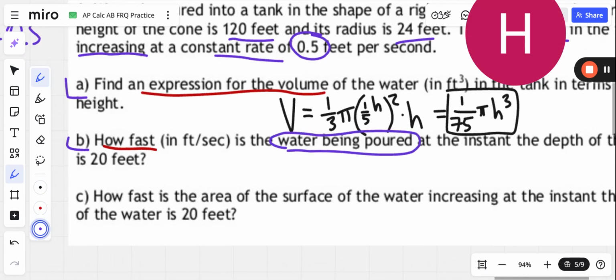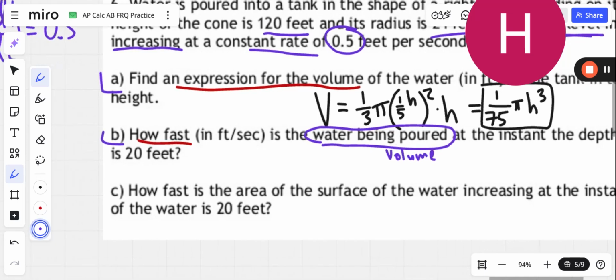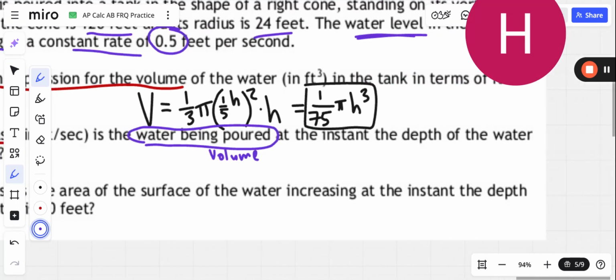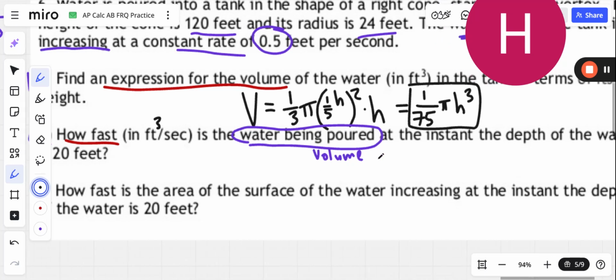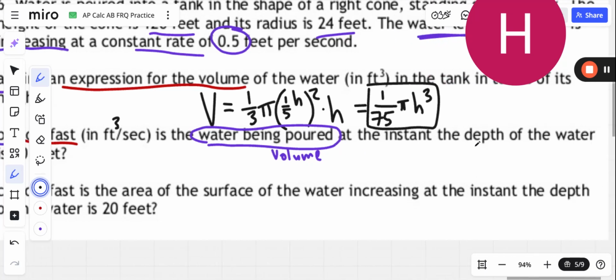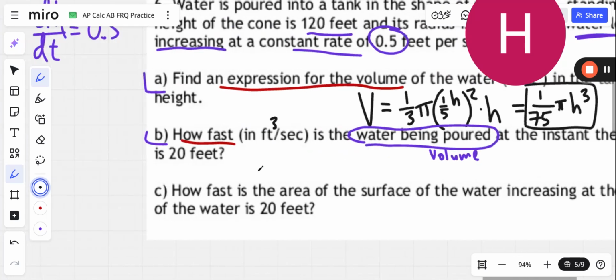Now that's kind of vague, but this is referring to volume, like how much volume is being poured. And when we say how fast, we're asking like how many gallons per, wait a minute. It should be in feet cubed per second. This is a typo on the question. How fast in feet cubed per second is the water being poured at the exact moment when the depth of the water is 20 feet?